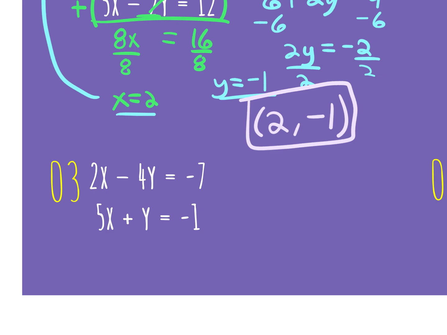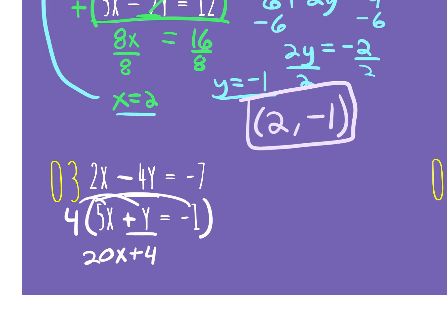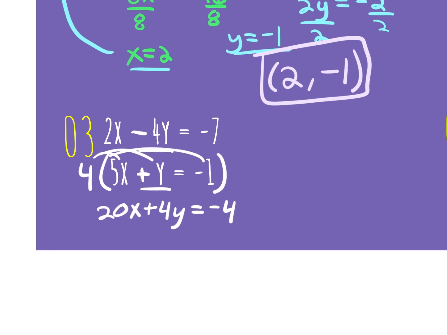All right, so let's try to get this negative 4y to look like this y, right? What can we do there? Is there any way to get one to look like the other? You can multiply the whole problem by 4. Good, right? So let's multiply this entire problem by 4. Again, it already has the opposite signs. This one's a minus, this one's a plus. We just want to get them to be the same number now. So let's go ahead and distribute 4 to everything. And this is going to get us 20x plus 4y equals negative 4. And then this becomes our new second equation.